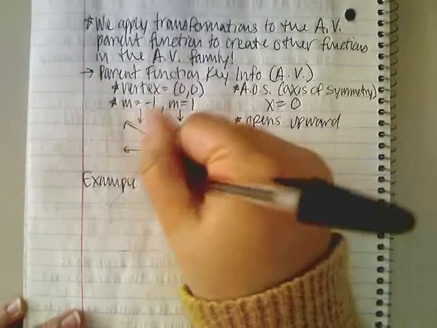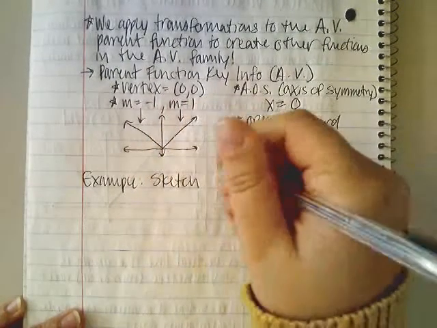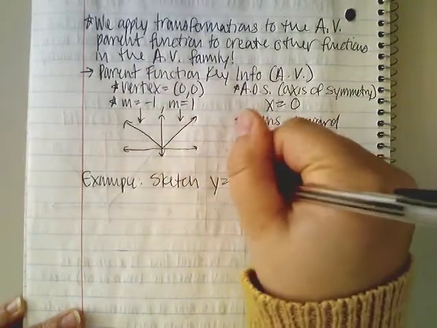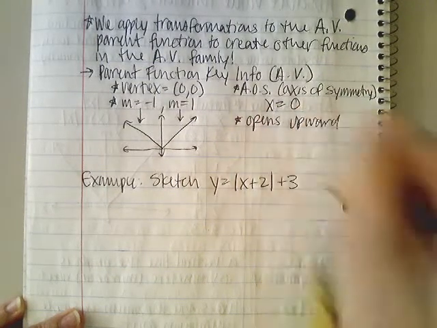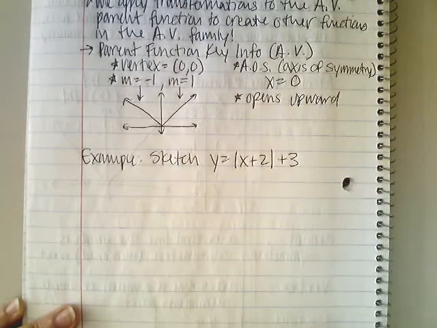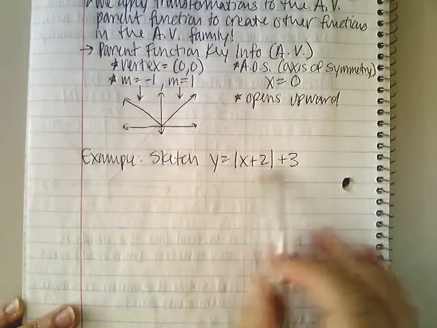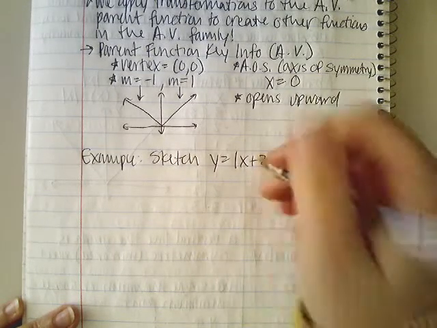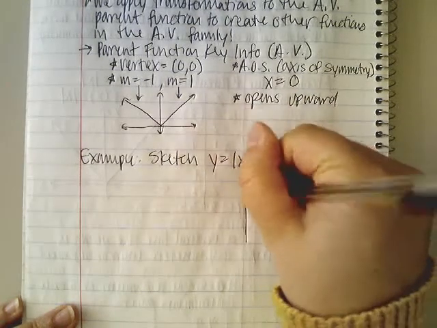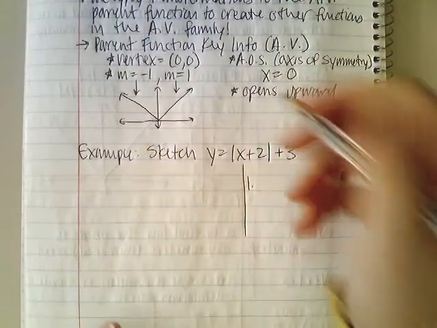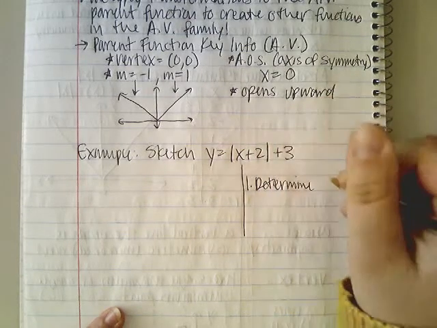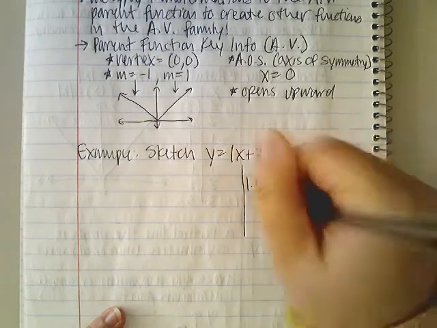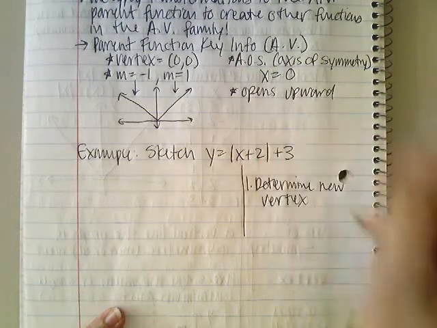I want us to sketch the function y equals absolute value of x plus 2, plus 3. So we know our parent function is y equals absolute value of x. Now we're applying some transformations and we're going to resketch it. So we're going to have the same steps for most of our examples today. So the first thing I want to do is determine my new vertex. This is a helpful place to start.